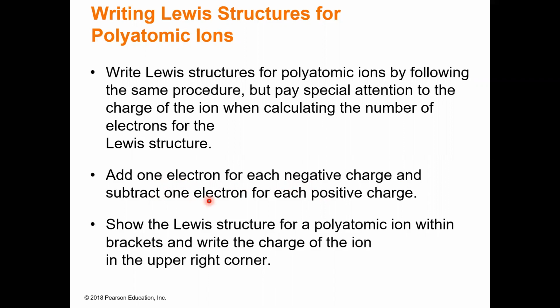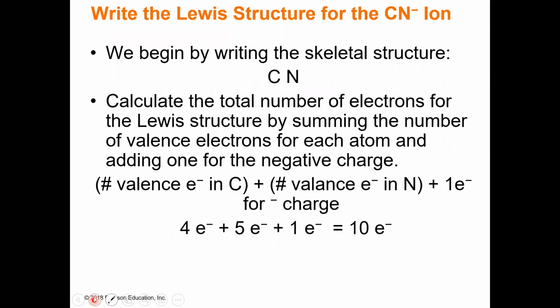So we'll want to show the Lewis structure for the polyatomic ion within the brackets, and at the end, write the charge of the ion in the upper right corner outside of the brackets. So let's look at an example of one of our polyatomic ions. Here we have our cyanide ion, that's CN-.